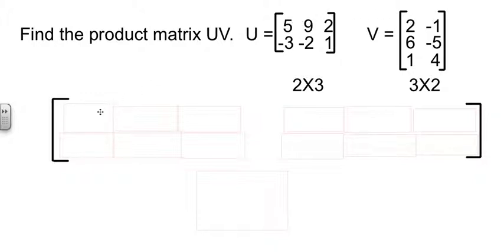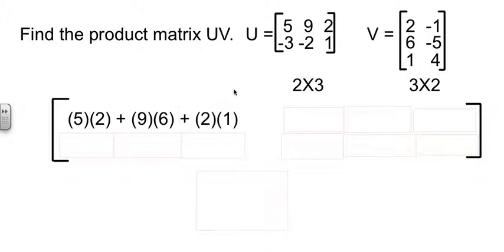5 times 2. Okay, the first one times its first one. The second one times the second one. And the third one times the third one. Okay. First times first, second times second, third times third. We're through with the first row and the first column. Now we're ready to do the first row and the second column. And the answers will go in the first row and the second column.